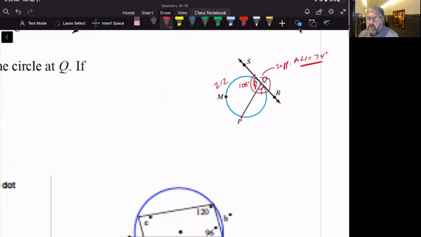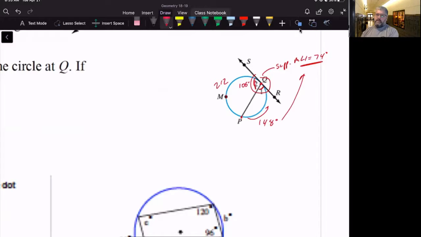The other way you can look at it is that if PMQ is 212, well, if I go PQ the other way around the circle, this direction, the short way, it's going to complete the circle, which is 360, which means that arc is 360 minus 212. So that would be 148, right? And then angle 1 would be half of that, which gives me right back to the 74.